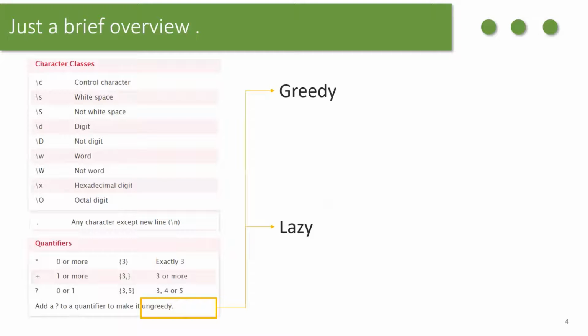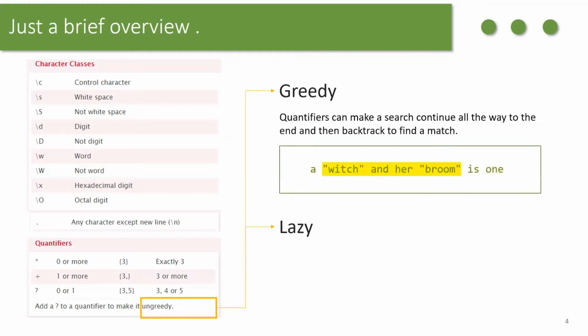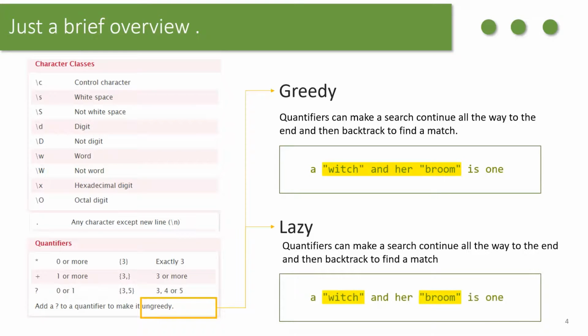This leads to one important point: greedy searches and lazy searches. Conceptually, greedy means a quantifier makes a search all the way to the end and then backtracks to the occurrence of the pattern, as in the example of searching for everything between quotations. Lazy, on the other hand, limits the quantifier to the first occurrence and then starts over.